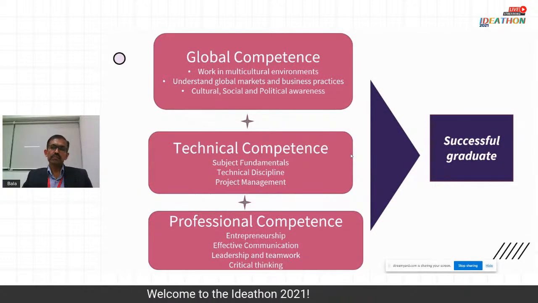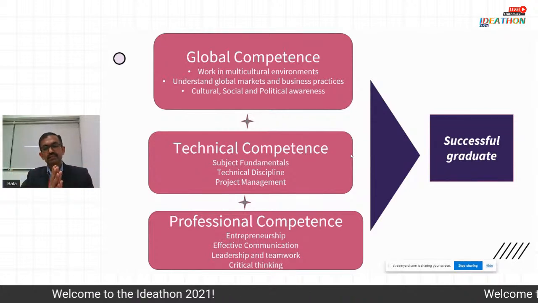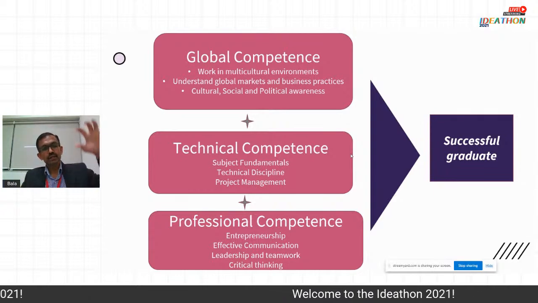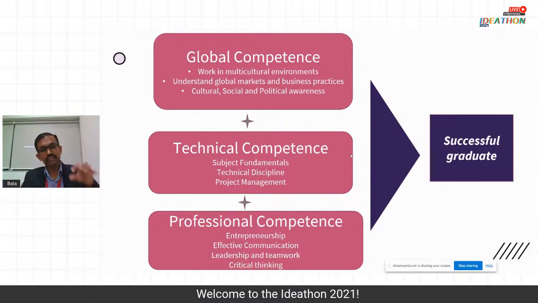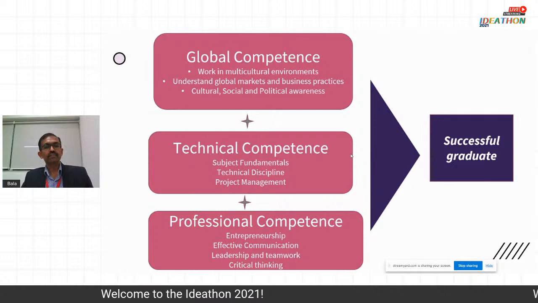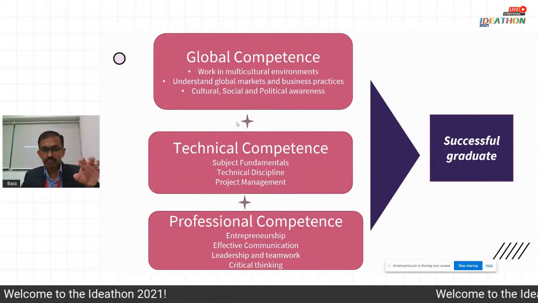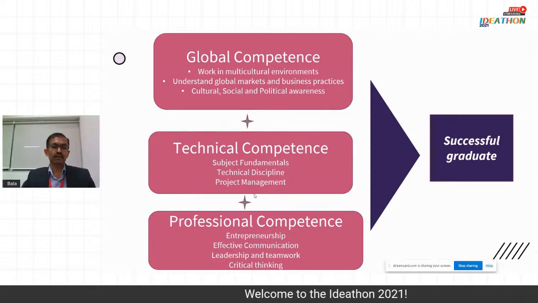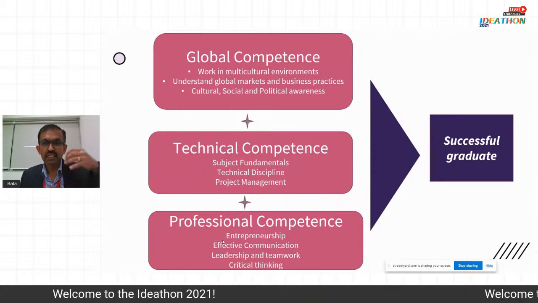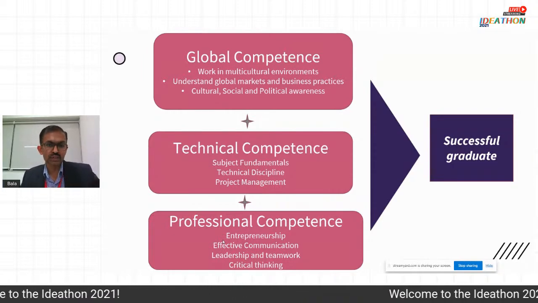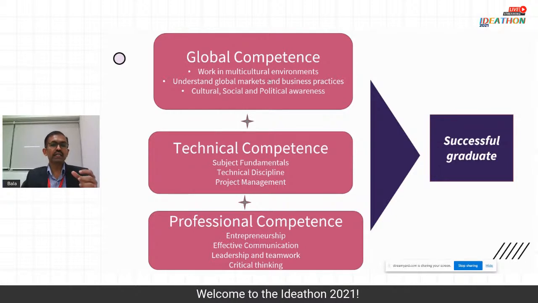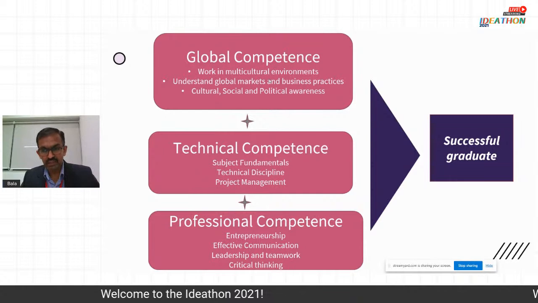Then in order to become a successful graduate, you see the three boxes here: global competence, technical competence, professional competence. This technical competence, the middle box, is the hard skill which I explained just now. Then the professional competence comes from the soft skills which I explained to you also. Then the global competence will come by working in a multicultural environment.